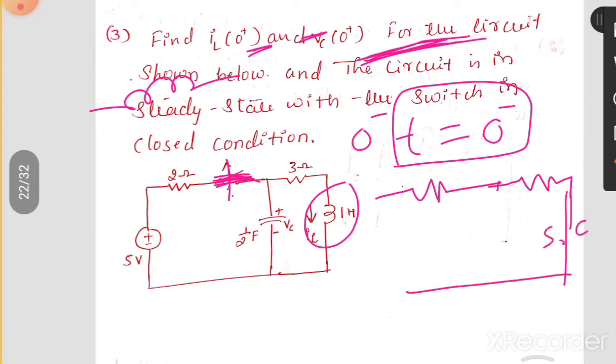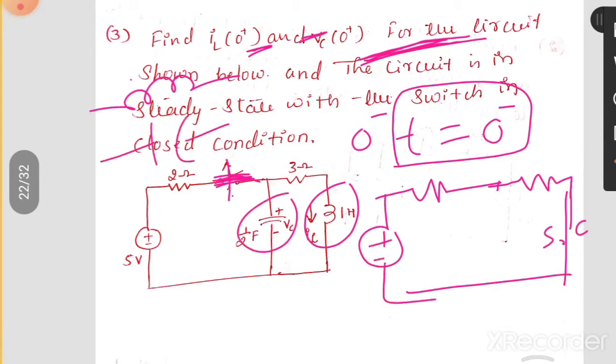And then we have a 5 volt source. And what about this capacitor? When there is no voltage initially, we show it by a short circuit if it was there initially, and for a final value we show it by an open circuit. So now this capacitor will be shown by an open circuit. Now we have to calculate what VC is and what this IL is.